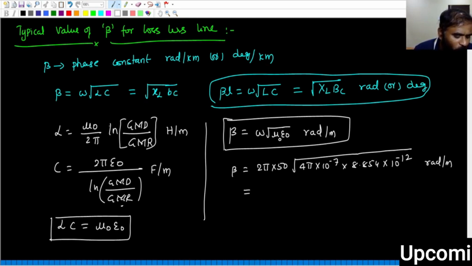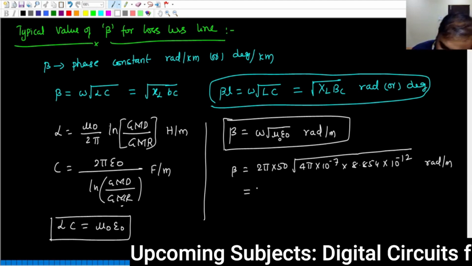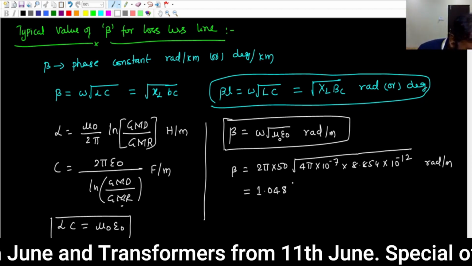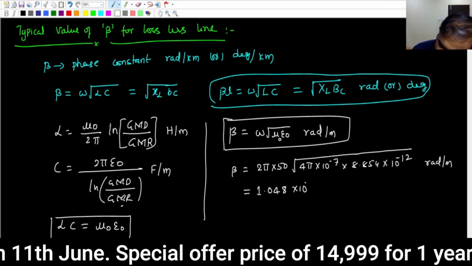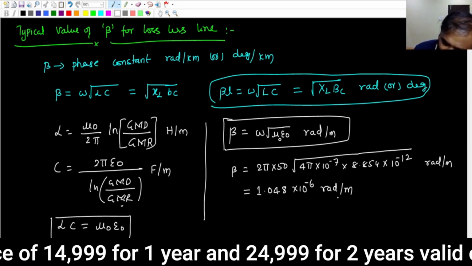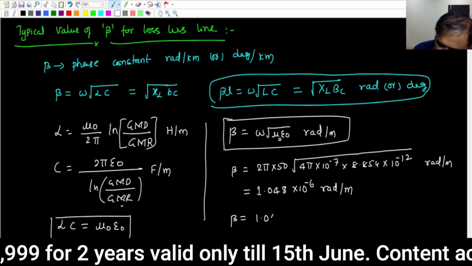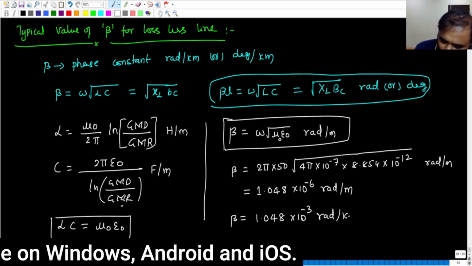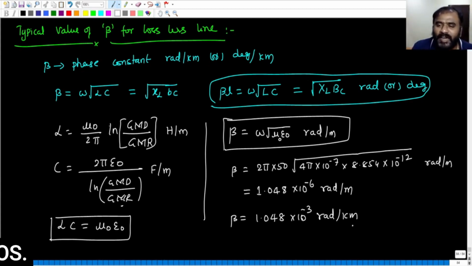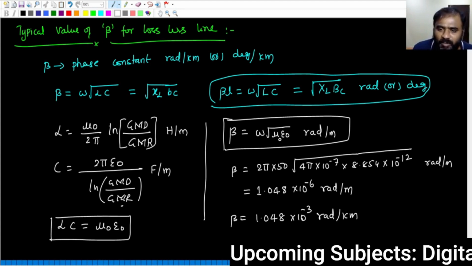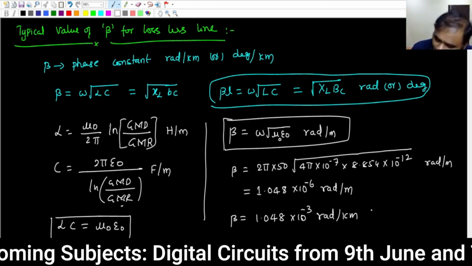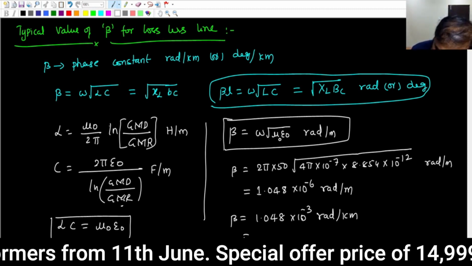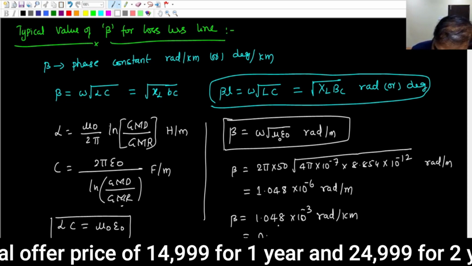So we get 1.0479, approximately 1.048 into 10 power minus 6 radians per meter. This is the typical value of beta, but I will write it per kilometer, because the length of the line is generally given in kilometers. That's why I will write radians per kilometer. Now you can check. You multiply with 180 and divide with pi. If I do that, I will get it in degrees per kilometer. So that is 0.06 degree per kilometer.